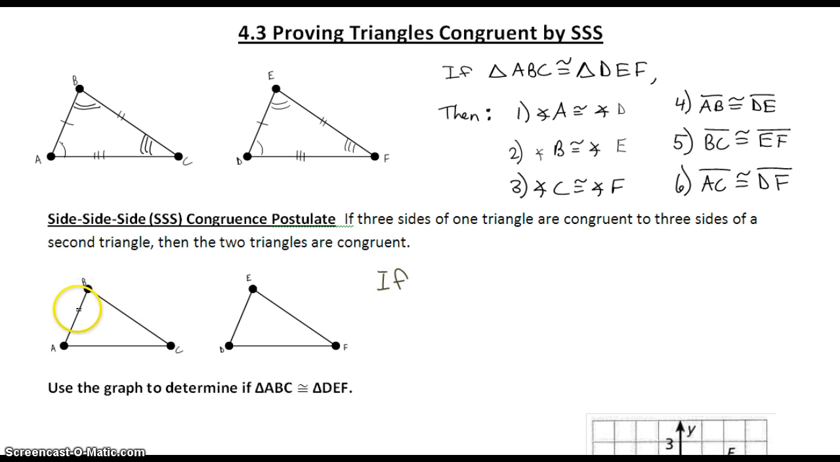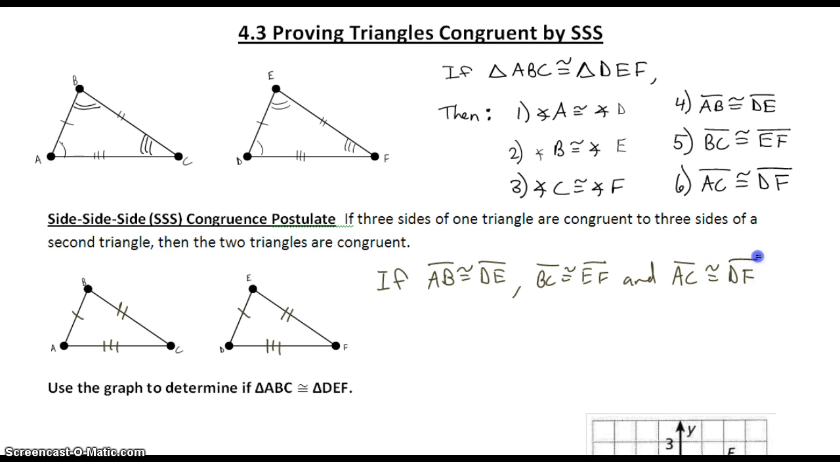I need to show that AB is congruent to DE, BC is congruent to EF, and AC is congruent to DF. I don't need to show anything about the angles as long as I have 3 pairs of congruent sides. That's enough to prove that I have congruent triangles.